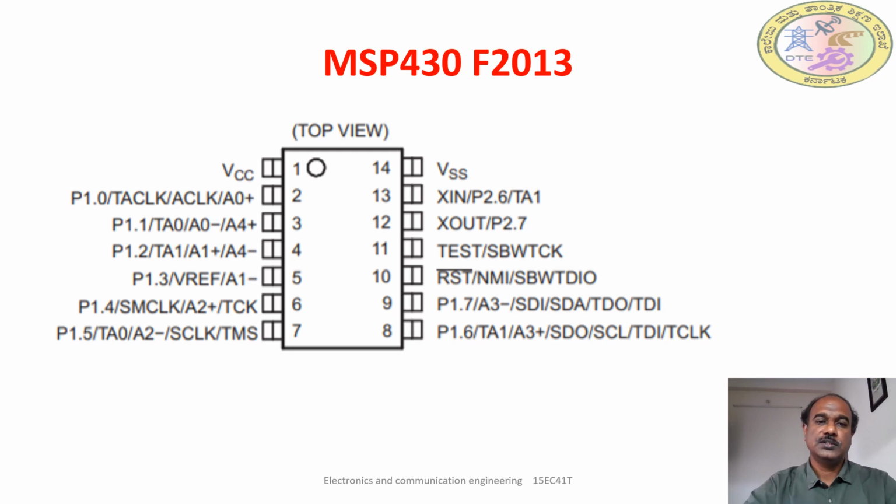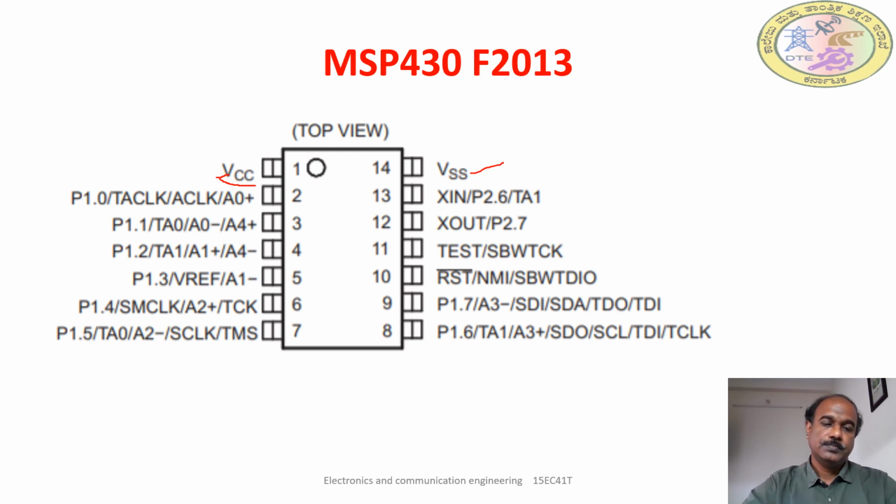So pin number 1 and pin number 14 are used to give the supply to this MSP IC. This is the positive supply pin and this is the negative supply pin, that is VCC and VSS. So pins 1 and 14 are used for giving power supply to this IC.